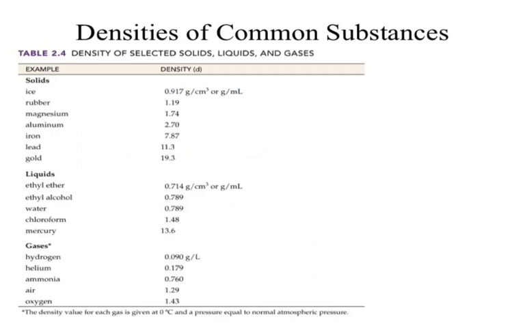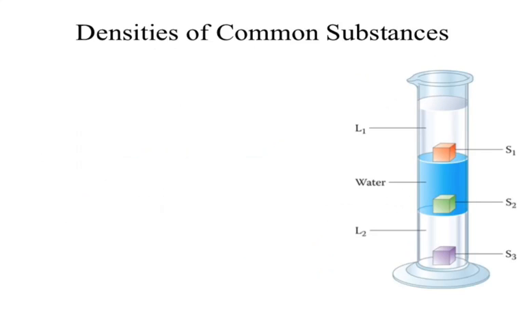Your book's got a nice table that goes through and summarizes a bunch of different densities for different species. So we now need to come up with some way to interpret those. And that's where we can shift to this diagram.